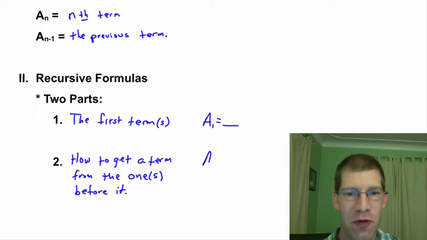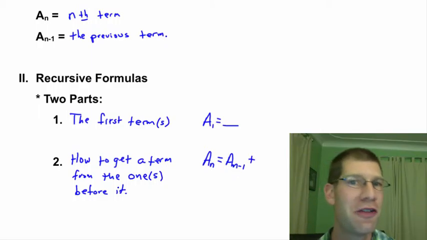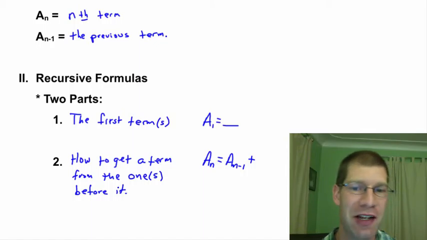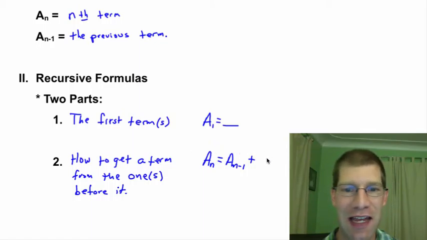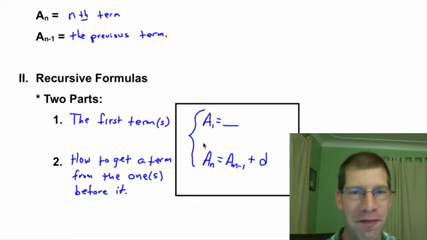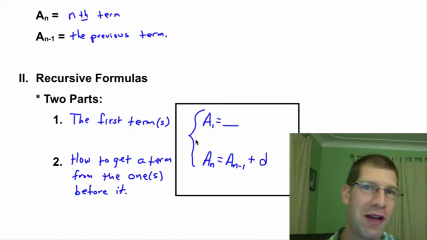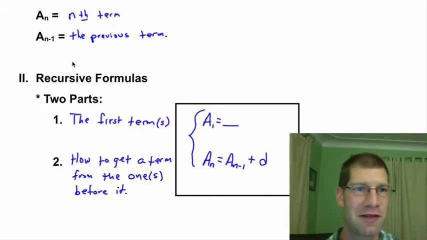And that is going to show up in the equation as a sub n equals the one before, a sub n minus 1. But now, because we know we're either adding a number or subtracting a number, and subtracting is just adding a negative, we could do a plus d. This is important. That's going to be the general form for a recursive formula for an arithmetic sequence.